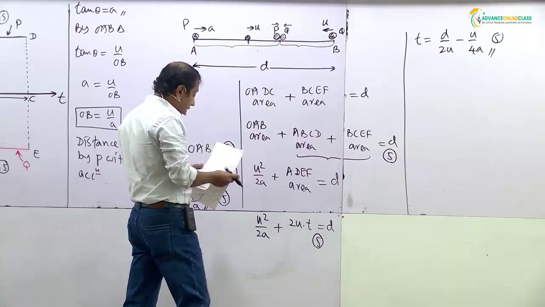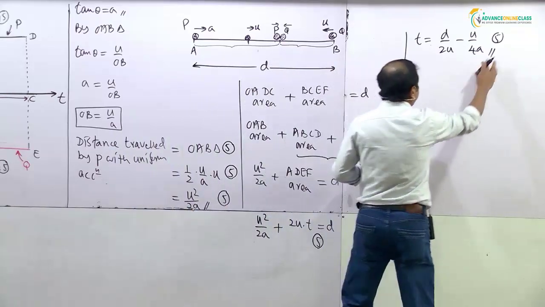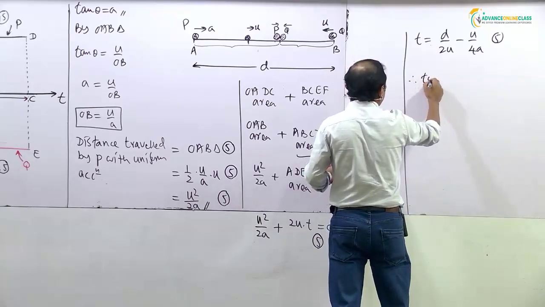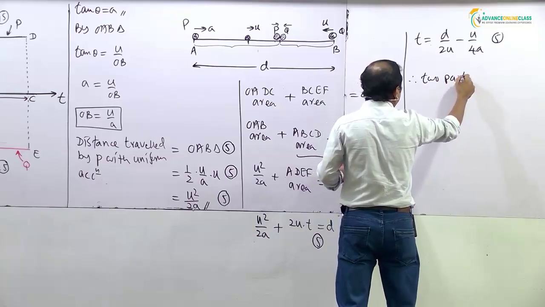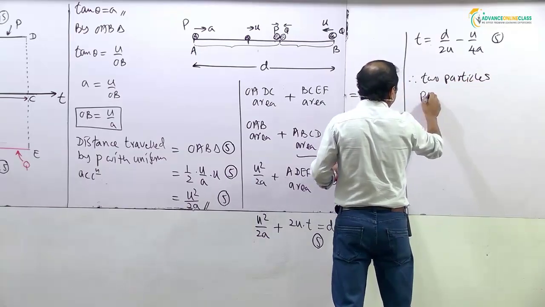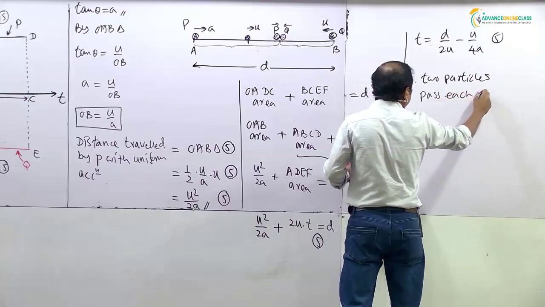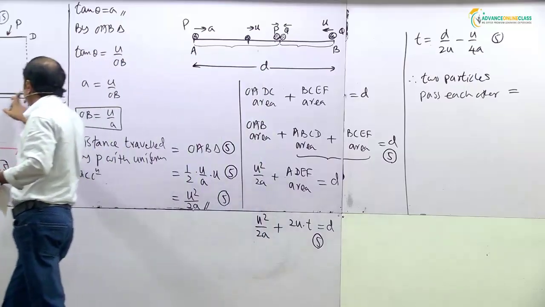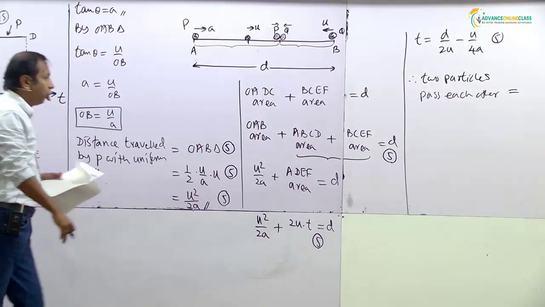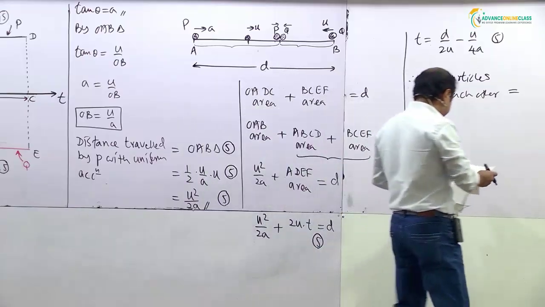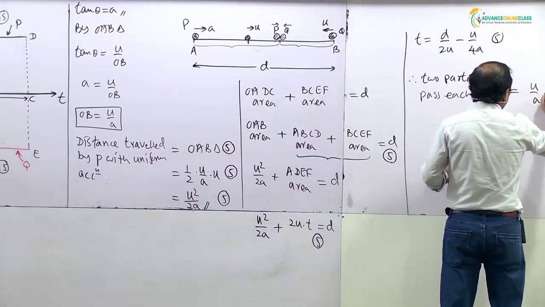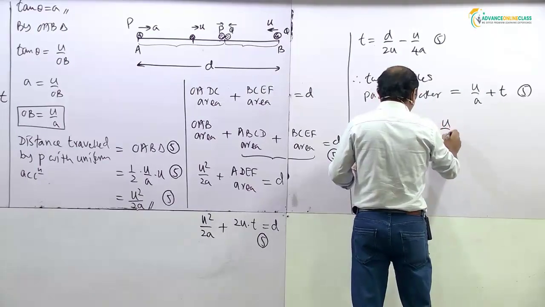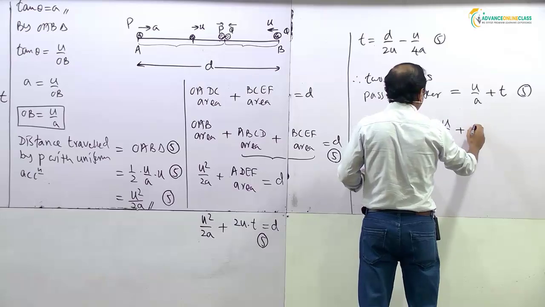With here t, but asking the time is not this. Right. Therefore, the two particles pass each other. What is the total time? Up to here, the time we need to find: u over a plus t. 5 marks for this. u over a plus t means this answer.